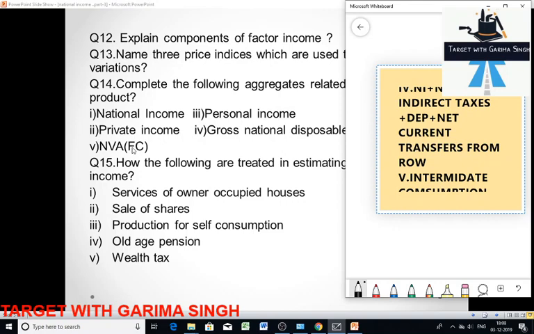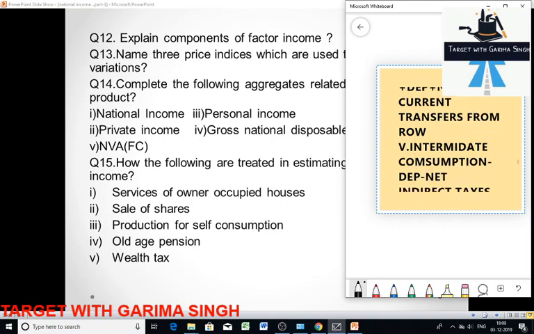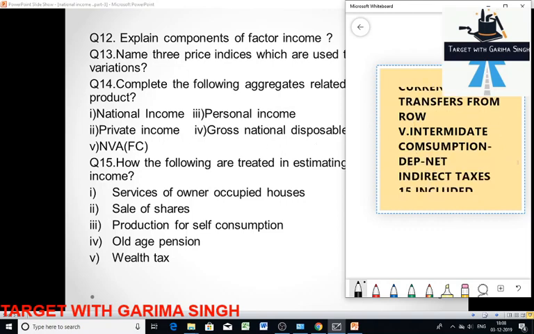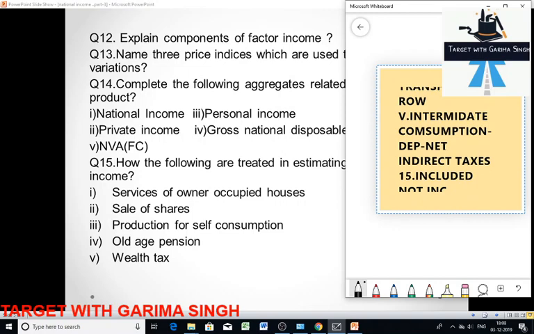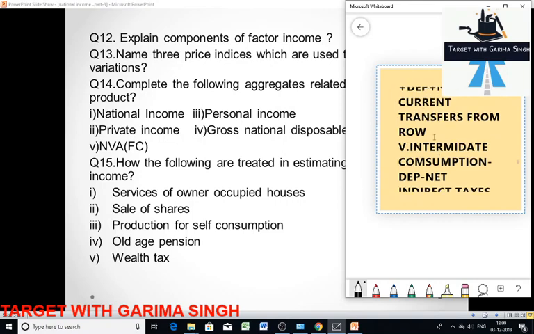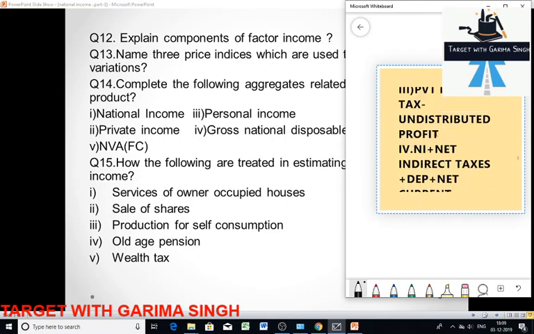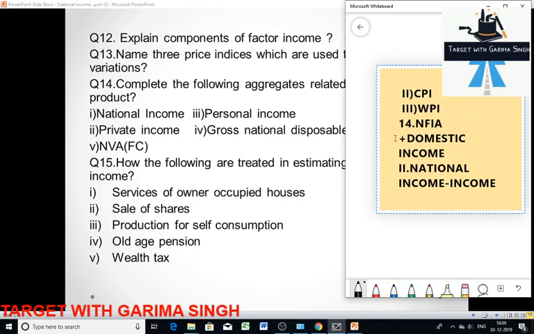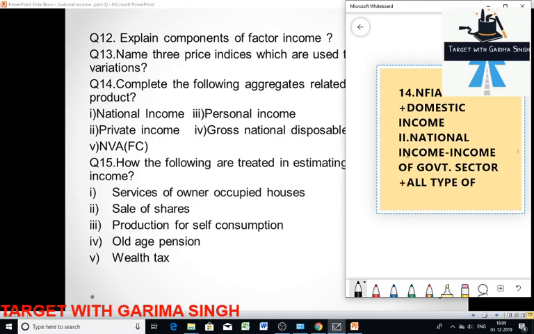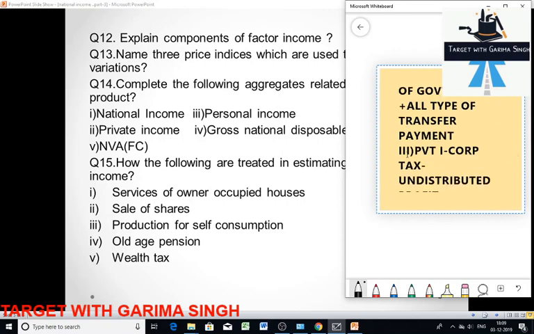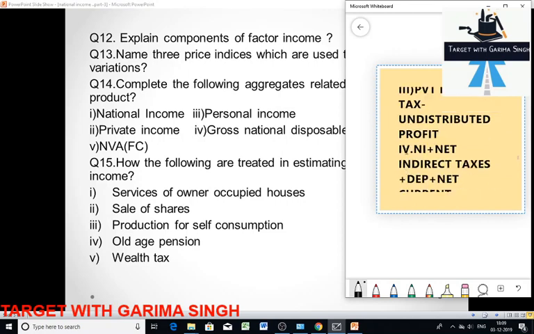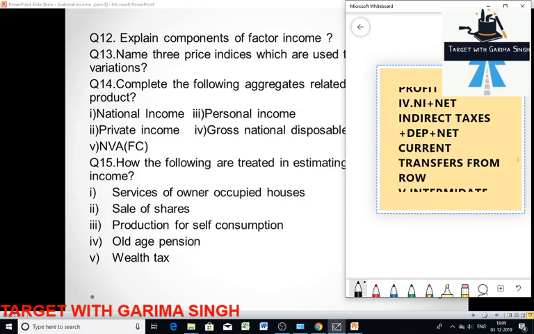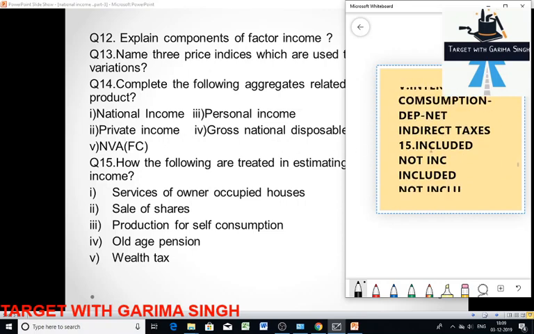Fifth one is net value added at factor cost. When from gross output, intermediate consumption, depreciation and net indirect tax are deducted, then we get net value added at factor cost. I'm going to scroll again. National income, here it is written. How do we calculate national income? This is the first one. Personal income, this is the second one. Third, private income. Fourth is gross national disposable income. Fifth is net value added at factor cost that I have mentioned here.